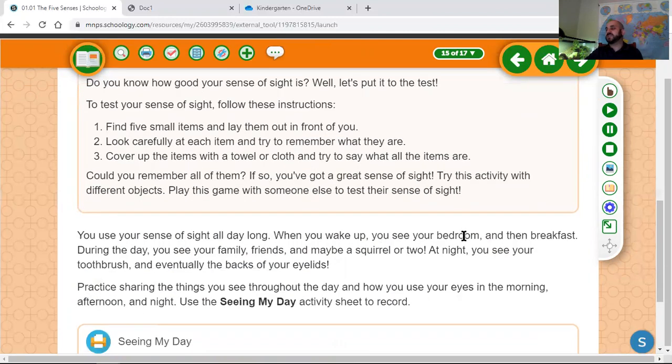You use your sense of sight all day long. When you wake up, you see your bedroom and then breakfast. During the day, you see your family, friends, and maybe a squirrel or two. At night, you see your toothbrush and eventually the backs of your eyelids. Practice sharing the things you see throughout the day and how you use your eyes in the morning, afternoon, and night. Use the Seeing My Day activity sheet to record, or you can just talk about it with your teacher.